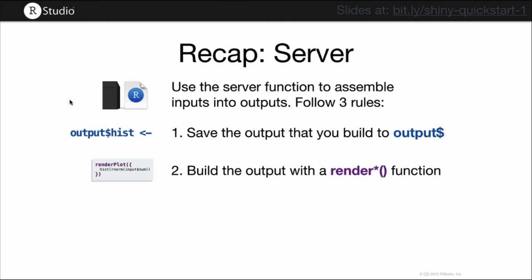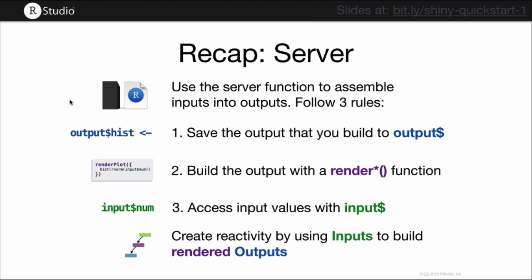The render function helps assemble them into HTML for their final appearance, and it also keeps track of the reactions and the reactivity. And third, access input values with input$ syntax and use them inside the code that you pass to renderPlot. If you do all 3 of these things, Shiny will make sure the reactivity works for you. The reactivity, in other words, will take care of itself as long as you follow those 3 rules.